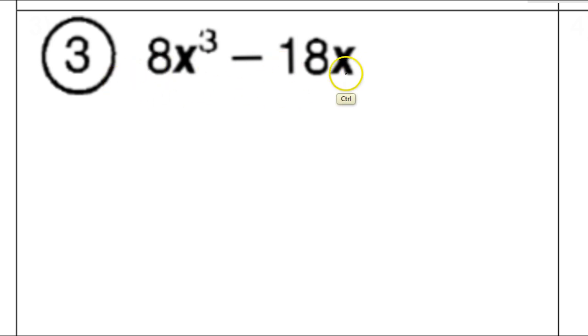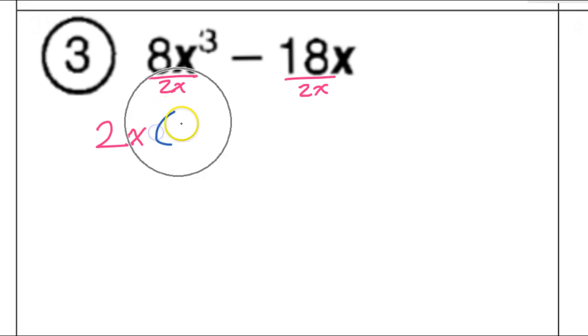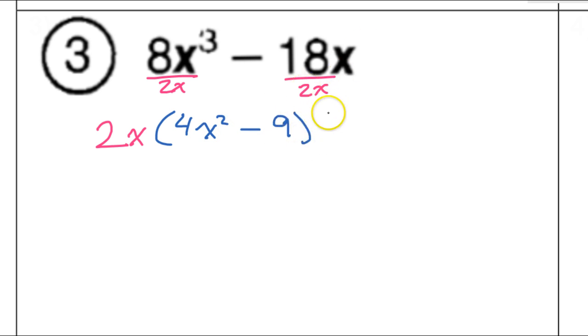We always start with the GCF. So 8 and 18 are both divisible by 2. That's the GCF between those numbers, 2. I see x's everywhere. The smaller amount is x. So the GCF is going to be 2x. So once I have the GCF, I divide by the GCF, because that tells me what goes inside the parentheses, which in this case will be 4x squared minus 9. All right, these x's cancel out.